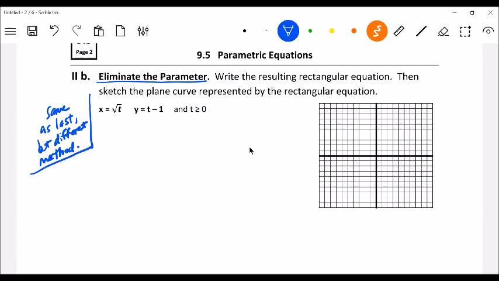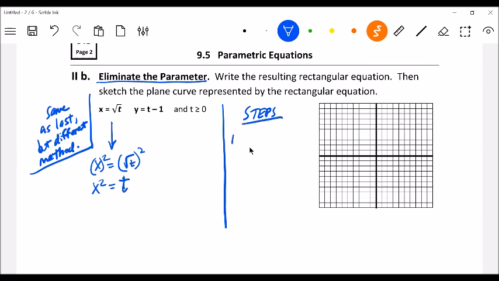So what we're going to do here is we're going to take this x equals square root of t, and we're going to square both sides. You're allowed to do that in math. You can do something to one side as long as you do the same thing on the other side. So we get that x squared is equal to t. So what we're doing here, I'm actually going to draw a little line here and write the steps that we're going to do. The first one is solve for t. The second one is to substitute.